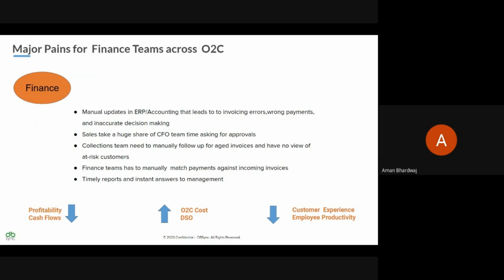Now, for finance teams in particular, you'd see collections teams chasing aged invoices or previous invoices or payments that are not being made, because that is leading to higher debt. And they also do not have a clear view of which customer payment is at risk. So they don't have clear data on, hey, this customer has not paid in the past, or this is how the history looks.